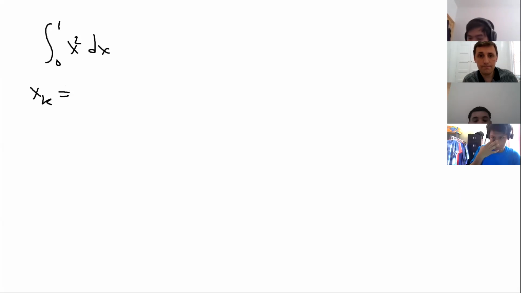So this is what happens. So we have the integral from 0 to 1 of x squared dx. I'm going to create a Riemann sum for it. So I first begin with creating x sub k, guys. What is x sub k, please? Type what's x sub k.